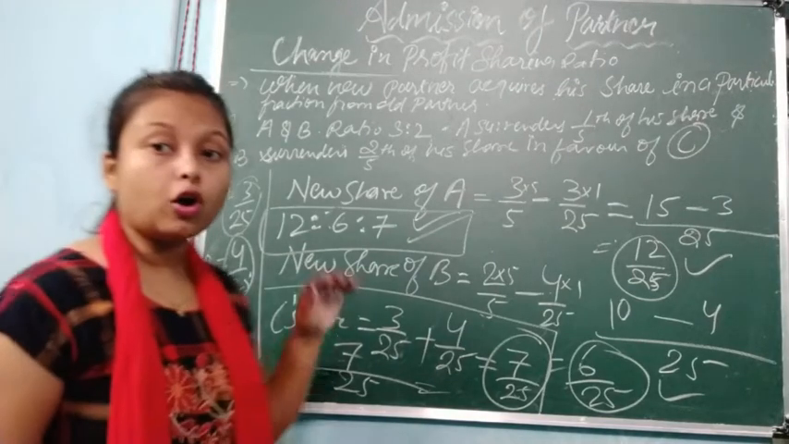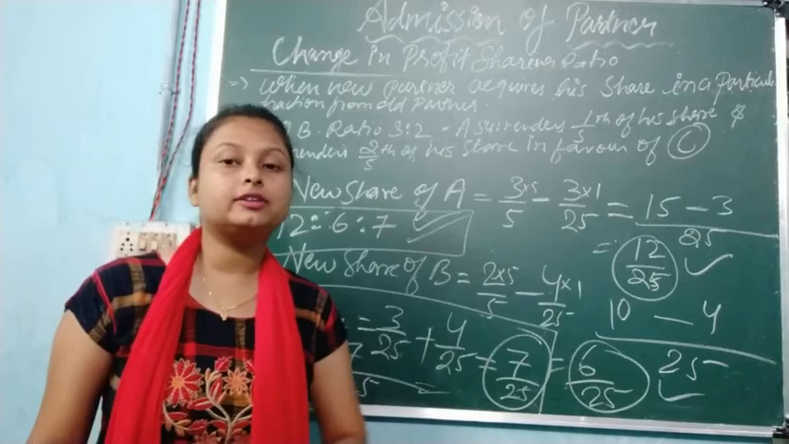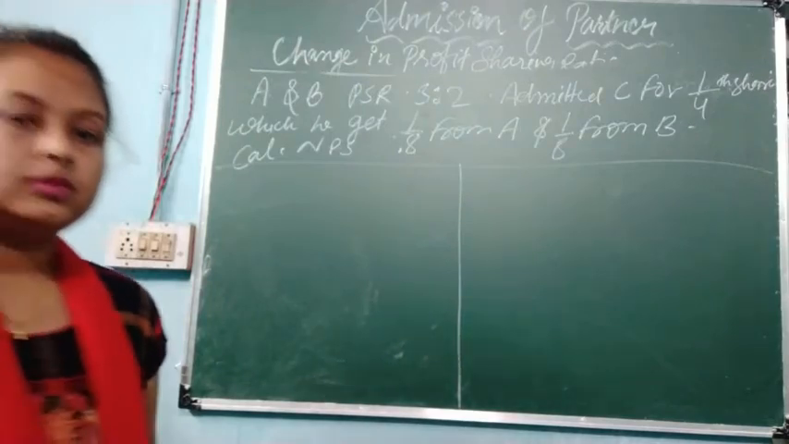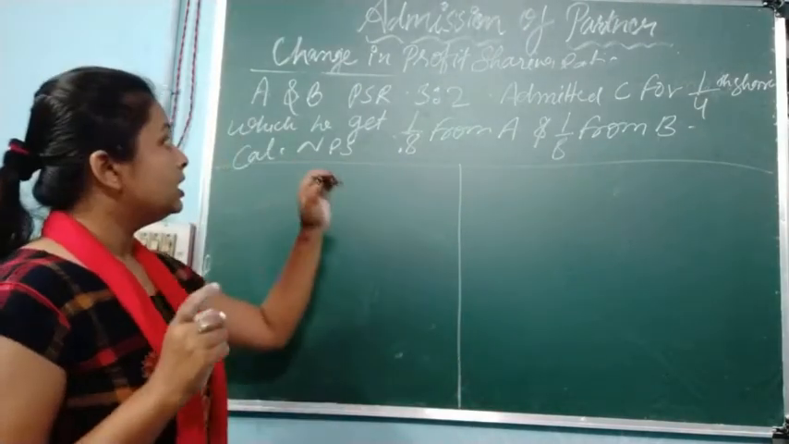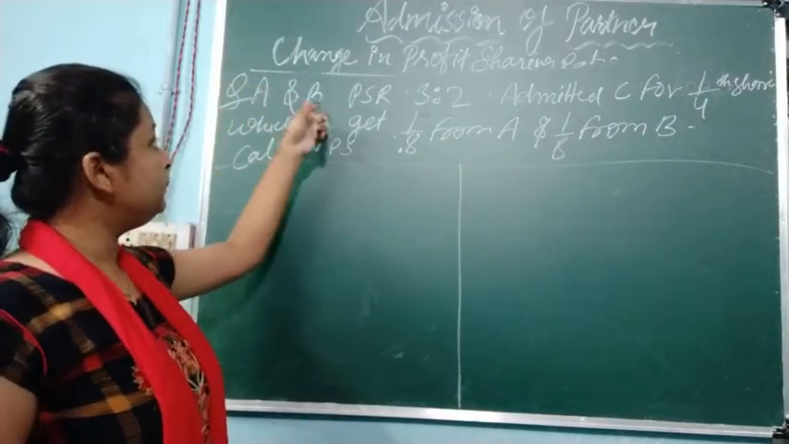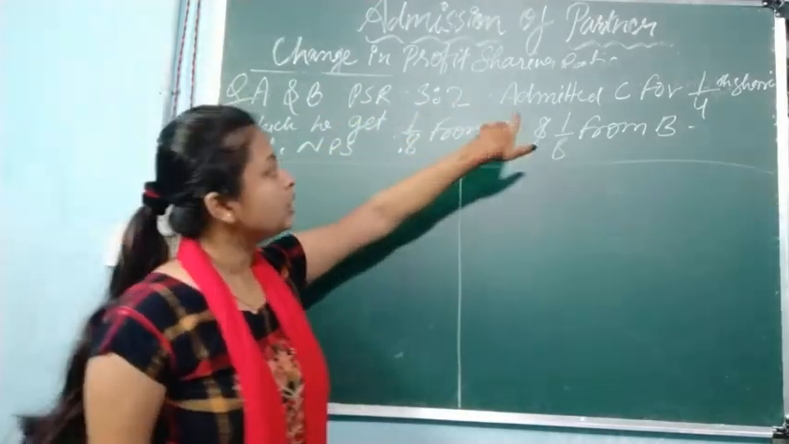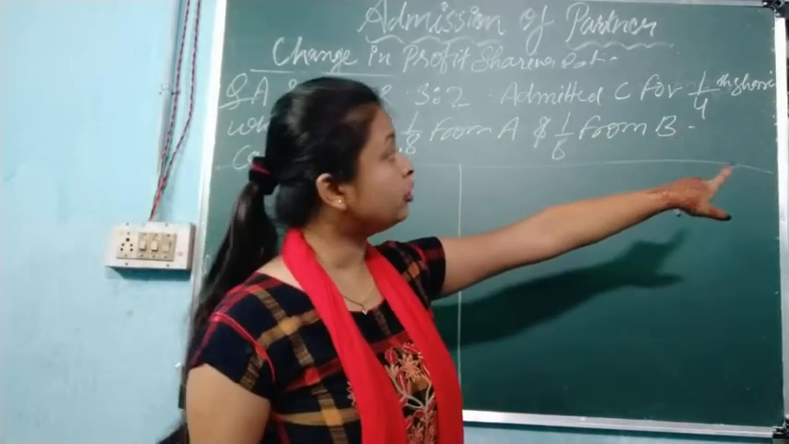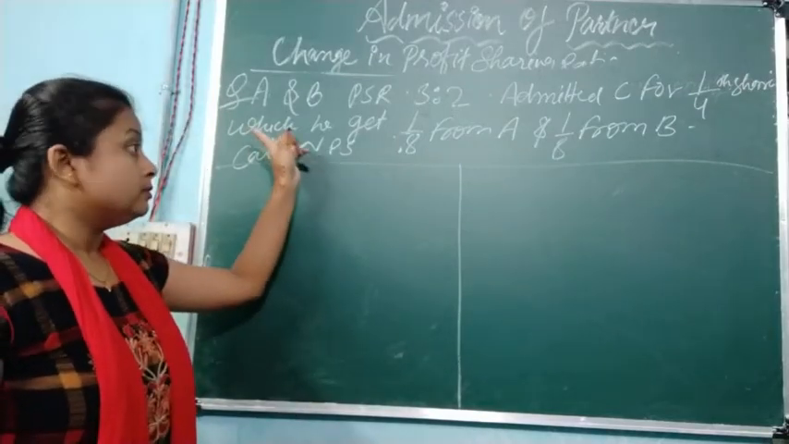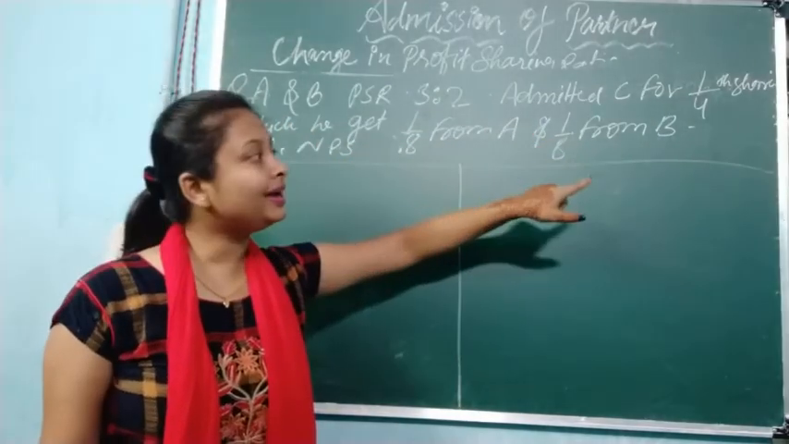I hope that all these topics are clear to everyone. One more last case is left, and after that we will start the next concept of this chapter. Okay, wait for a while. One more question. See the case. Here the question is A and B are partners. Their profit sharing ratio is 3:2. Now C is admitted for 1/4 of the share. They are going to admit C for 1/4 of the share, and out of that 1/4, C gets 1/8 from A and 1/8 from B.